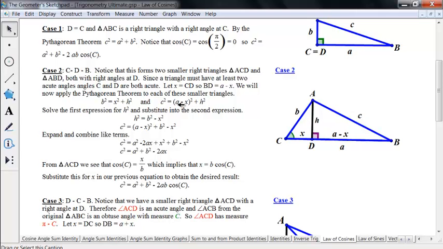Now we're going to use a little bit of algebra here. (a minus x) squared is a squared minus 2ax plus x squared. That's essentially the distributive property, or you may know it as FOIL. And we multiply that out and we get that.